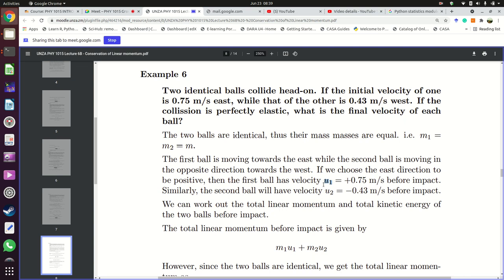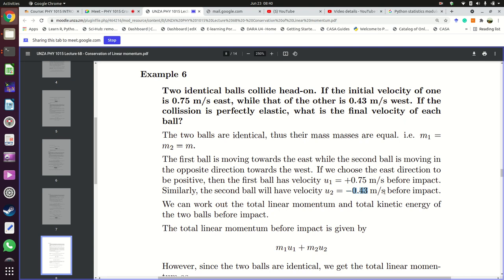So we're going to write its velocity as plus 0.75 meters per second. Since this is a choice we have made, it means that the velocity of the second ball before collision, which is U2, this second ball is moving in the western direction. Since we have chosen east to be positive, the velocity of the second ball is going to be negative. It's going to be minus 0.443 meters per second before impact.